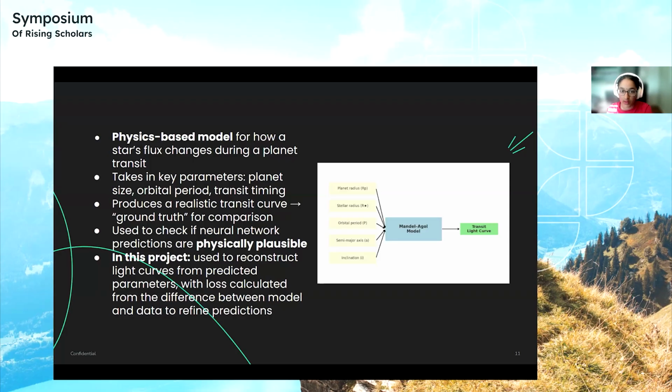So I'm given an input light curve, and my model is going to try to predict the parameters of that light curve. So once it has those predictions, those parameters are going to be fed into Mandel-Eagle, which is going to create another potential light curve. So this potential light curve is going to be compared to the original light curve, and loss is going to be calculated based on how different they are. And that loss is going to be used to refine my predictions.